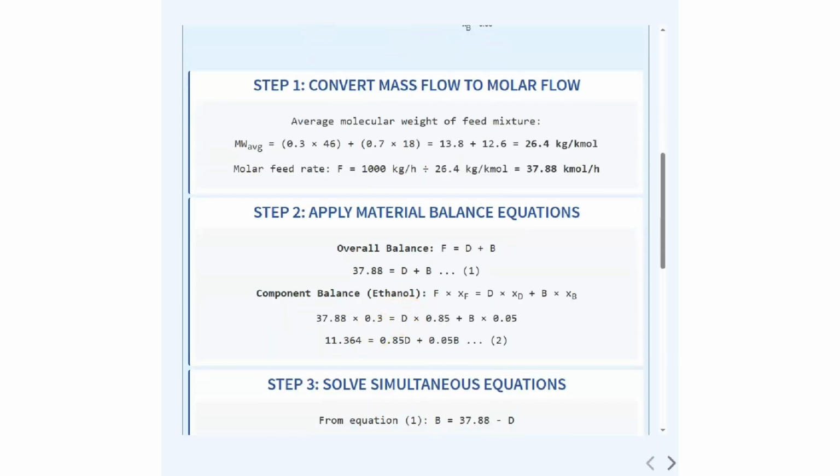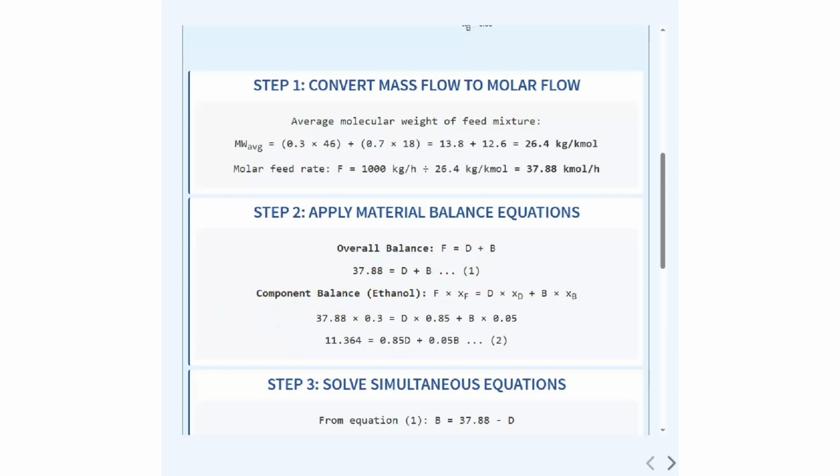Now going to step number 2. Apply the material balance equations. We now apply two key balances. One is the overall balance, that is F is equal to D plus B. F is already known, that is 37.88 kilomole per hour, equal to D plus B. So that is equation number 1.